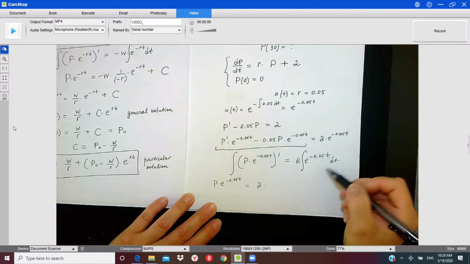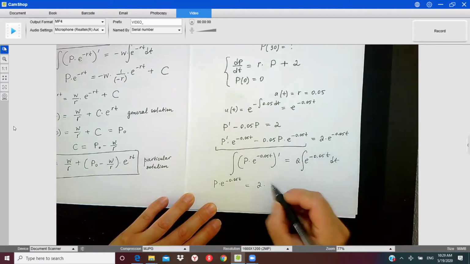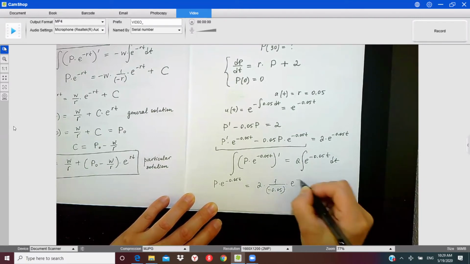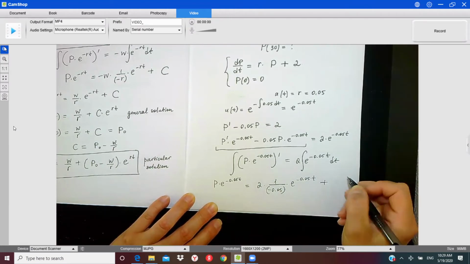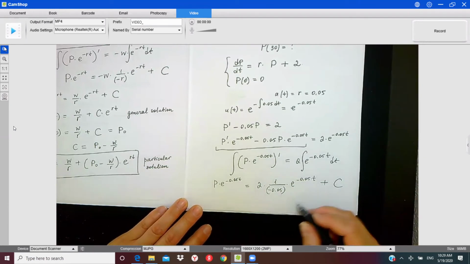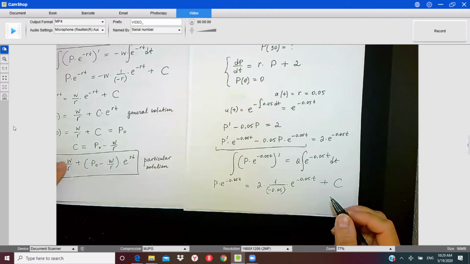Let's be careful integrating this. You can see we have a constant in front of t. So this constant goes in the denominator. Plus some c, constant of integration. Any questions or corrections? Please let me know as soon as possible.